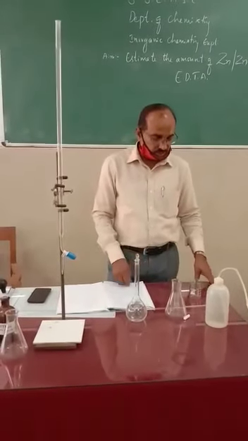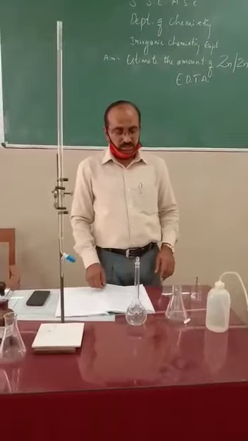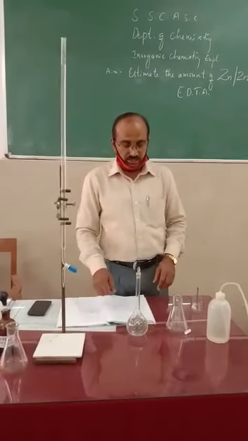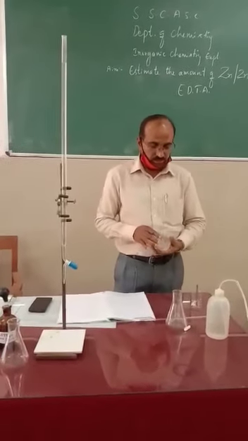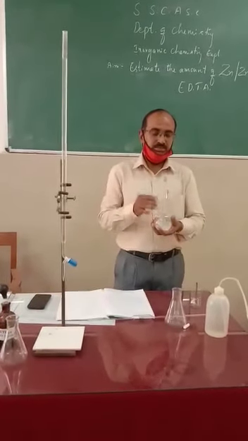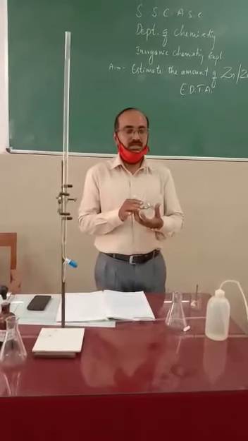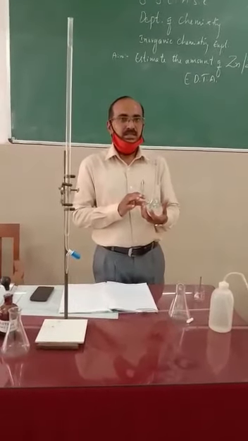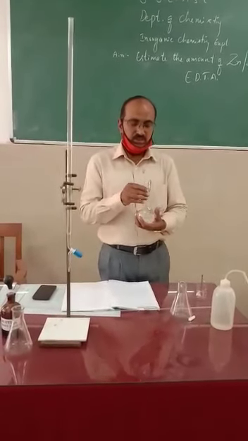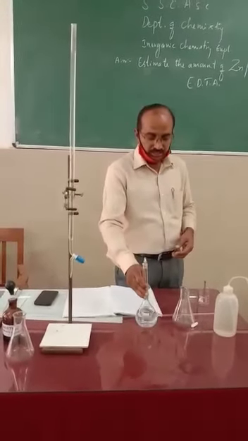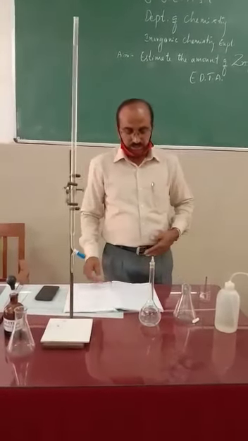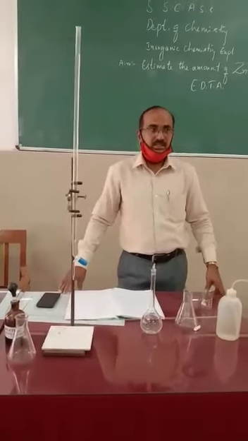Add slowly the solution and make it up to the mark using distilled water. So this is the volumetric flask. We have already prepared the standard solution. So this is a standard solution of zinc sulfate.